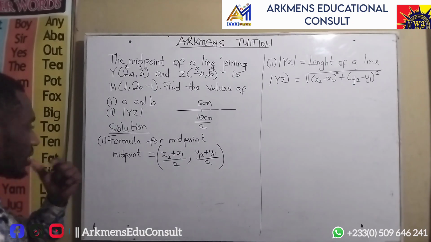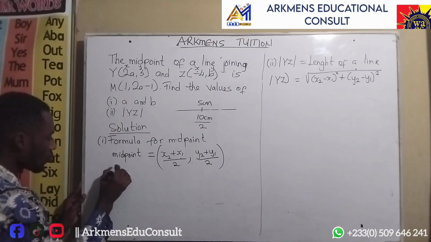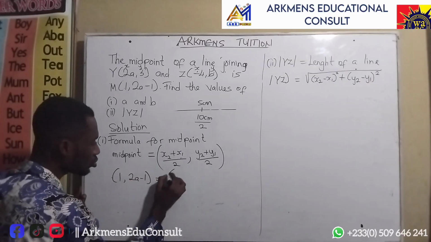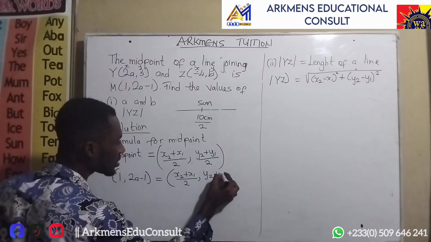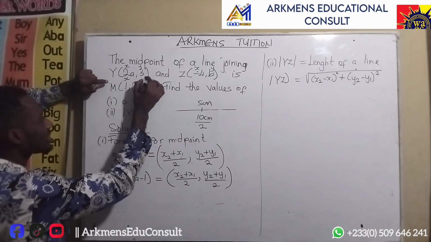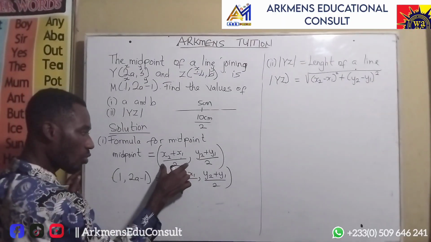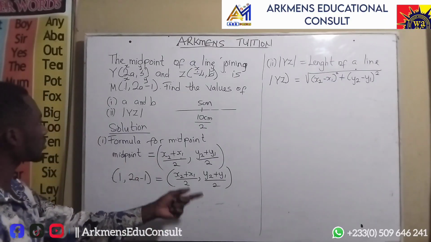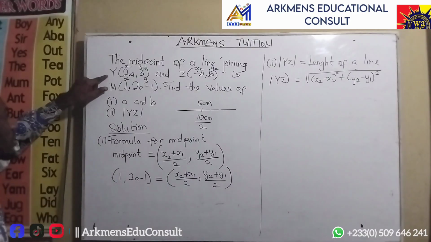Good. Now let's look at the question well. It says the midpoint is (1, 2a - 1). So I'm going to have it this way: (1, 2a - 1) is equal to (x2 + x1)/2 comma (y2 + y1)/2. I've already told you that the first coordinate is always x, the second coordinate is always y. That is why I've done it this way. It's always advised to start with the x before you come to the y. Now that I have it, I will substitute the values of x2 and x1. Let me say this is x1, y1 and this is x2, y2, for the two coordinates over here.